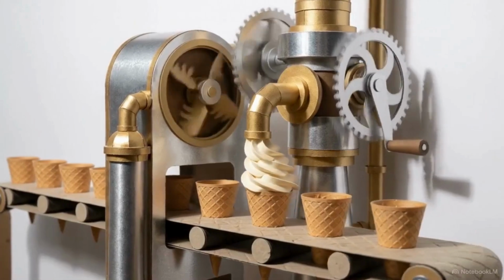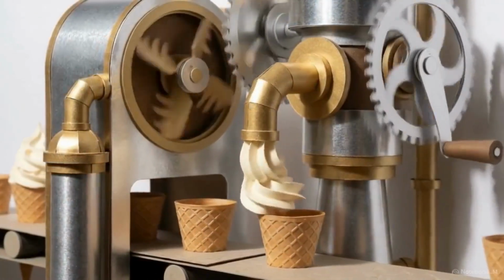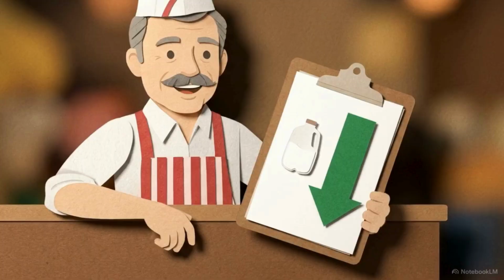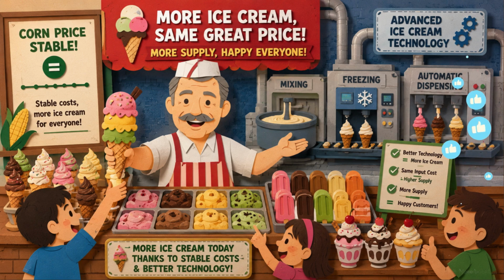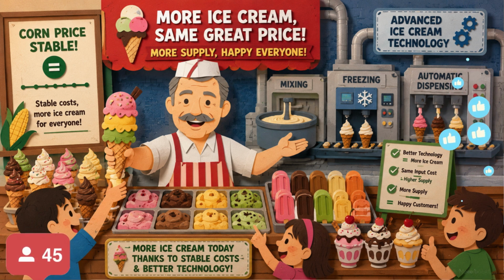Now, let's change a factor other than price. Imagine a new machine is invented that churns ice cream in half the time. Because his costs have dropped, Steve's entire plan changes. He can now afford to offer more ice cream even if the price of a cone stays exactly the same. When the real world changes like this, the entire supply curve shifts its position.